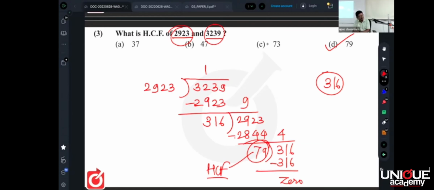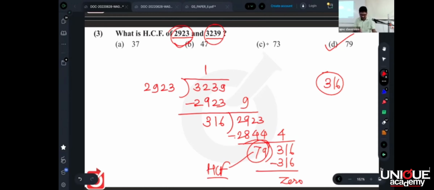And let me tell you that 79 being a prime number, their HCF has to be either 79, and if it is not, then only 1. The HCF has to be only 1 if both are not divisible by 79. If one of these is not divisible by 79, then no doubt the other will also not be divisible by 79. If one of the numbers is divisible by 79, the other has to be divisible by 79, because the difference between these two is 316, which is a multiple of 79. Is it clear?